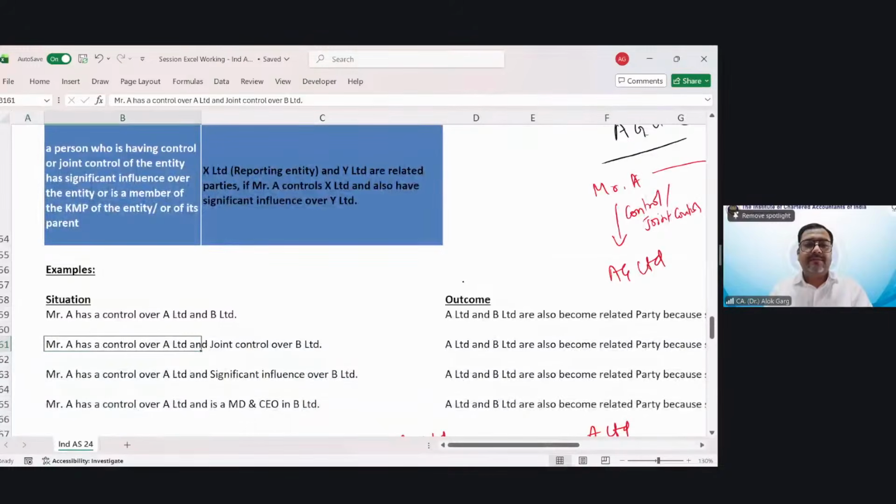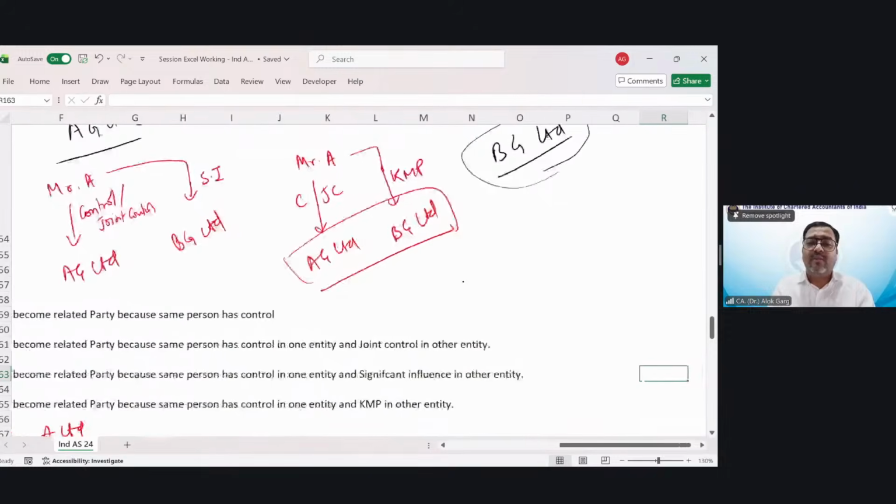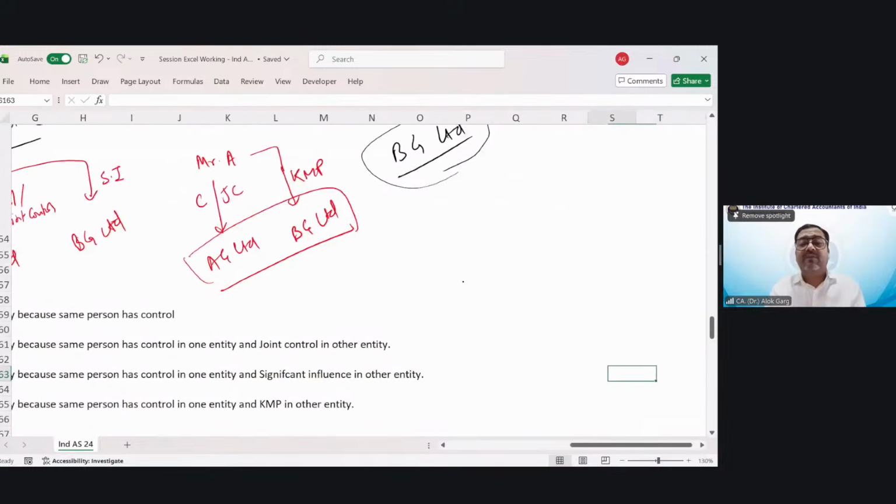Okay. Right. Or the second part. A person who has a control or a joint control of the entity, Mr. A, and Mr. A has significant influence over another entity, or Mr. A is a member of the KMP of that entity or the parent of that entity. Means Mr. A has control over A Limited and significant influence over B Limited. So A Limited and B Limited will also become related parties, because the same person who has control in one entity has significant influence in the other entity.